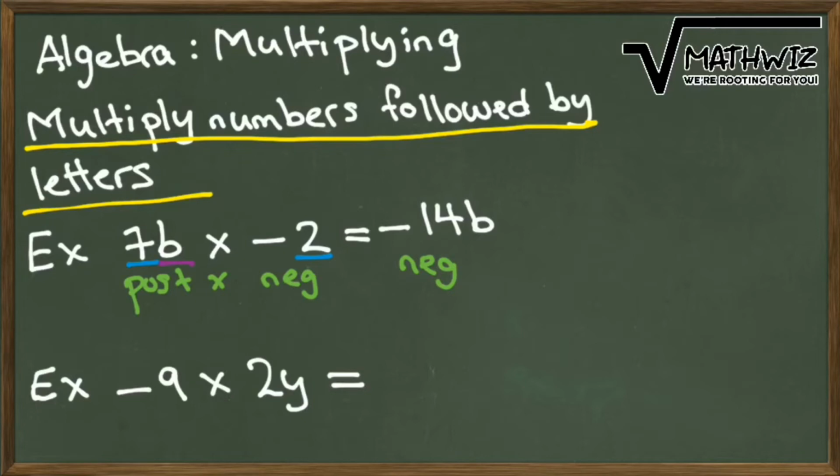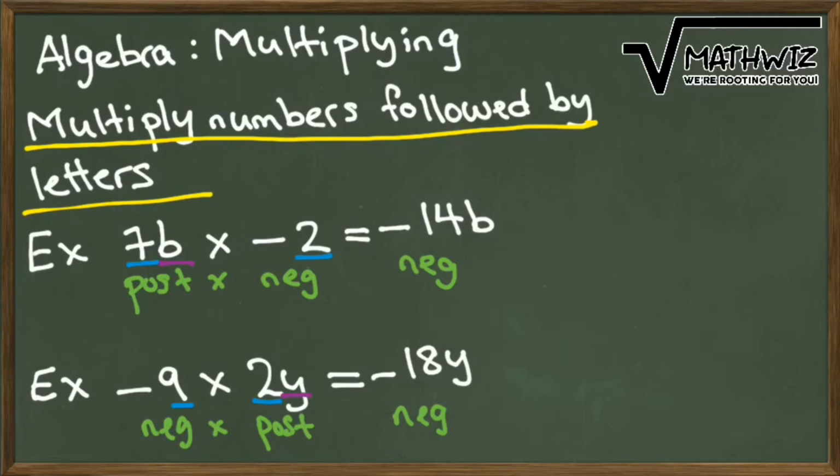For the next example, we have minus 9, so that is a negative, multiplied by 2y, which is a positive. So a negative times a positive is going to give us a negative. We then have 9 times 2, which is going to give us 18. And then the y, which is by itself, will simply be written back.